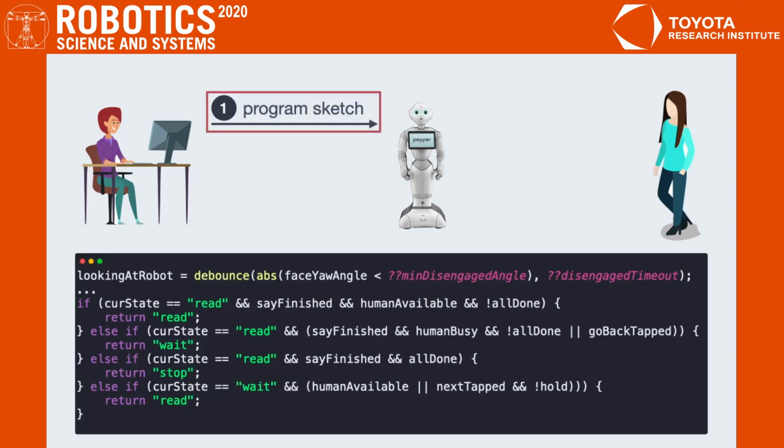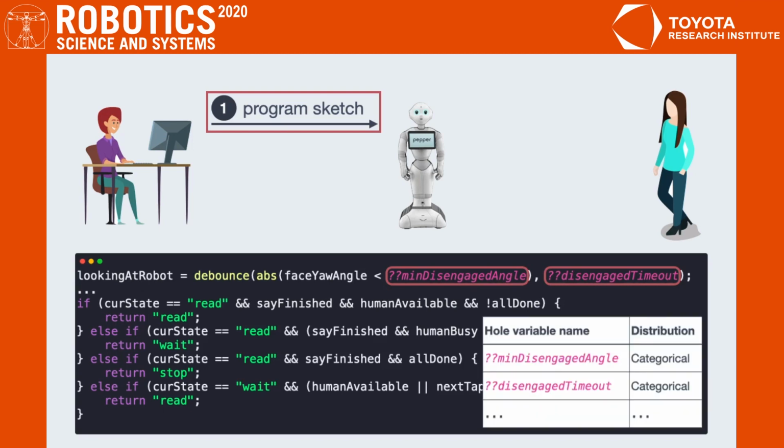It starts with a programmer writing a transition function program of a finite state machine representing the robot behavior. We introduce a domain-specific language that lets programmers use holes in place of low-level details such as sensor value thresholds and timing parameters, specified as probability distributions.